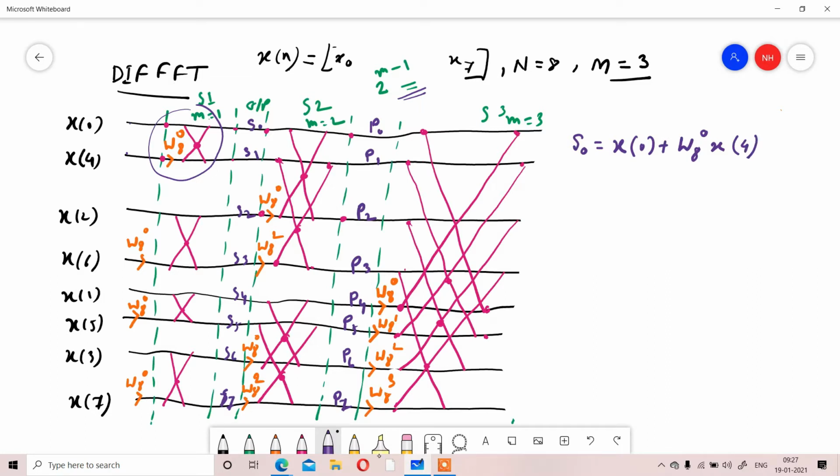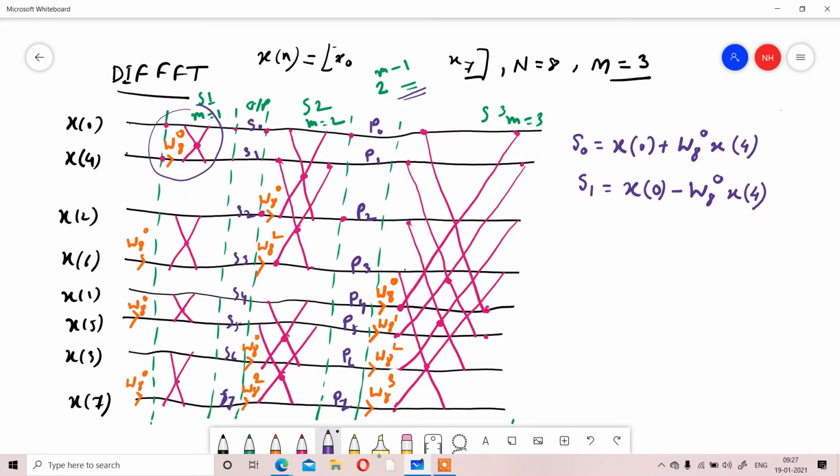Similarly, S1 will be the negative part of the same butterfly. So S1 will be X0 minus W8 to the power 0 X4. So in that way you will get S0, S1 to S7. After getting S0 to S7, similarly you have to calculate P0 to P7.